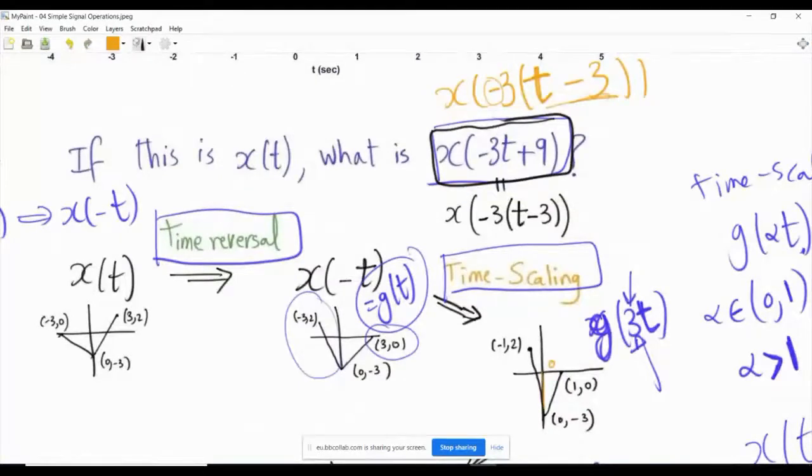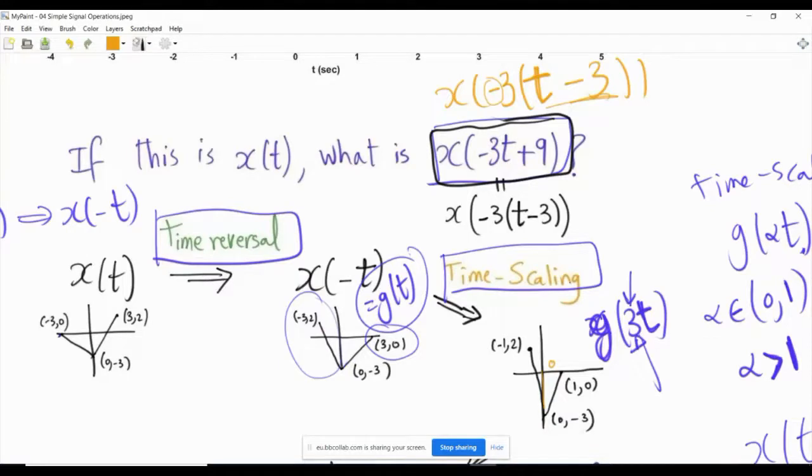I think you cannot do these operations in any arbitrary order. If you do the time reversal followed by time scaling followed by time shift, there may be orders that are actually wrong and will give you the wrong result. So take care. Sometimes if you do things assuming that you can do these operations in any order, they are not the same.